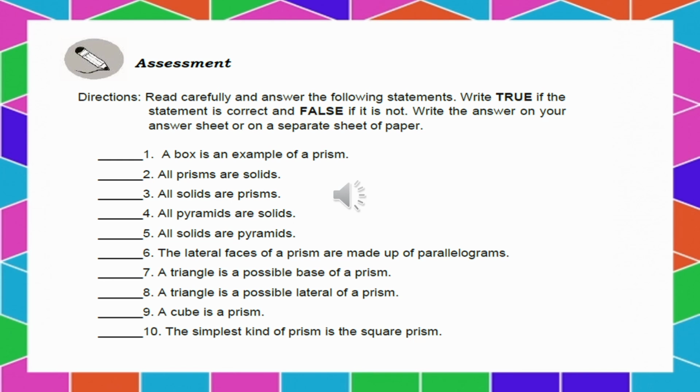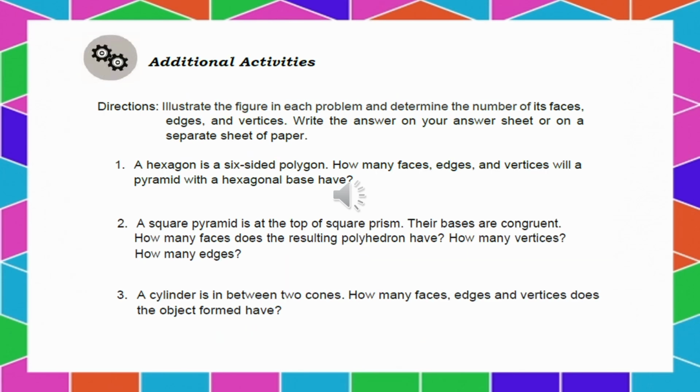Good job, kids! Okay, for your additional activity, you can answer this later and then we're going to check this in our next meeting. For additional activities, you're just going to illustrate the figure in each problem and determine the number of its faces, edges, and vertices. So you can use the table that we studied earlier as your guide. We have here 3 items only. Again, we're going to check these in our next meeting.